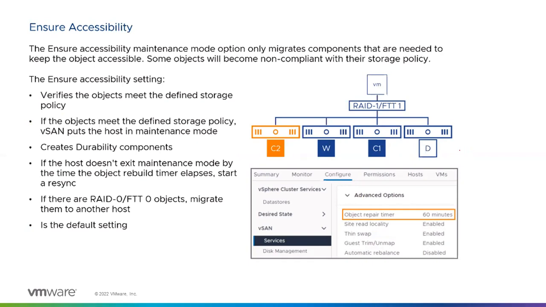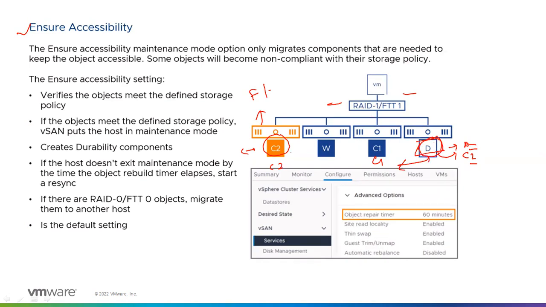Okay, so then we talk about ensure accessibility. Again, an example: with RAID 1 FTT1, it will create one C1 component, another mirrored component, and a witness. For example, we are going to put a host into maintenance mode with the ensure accessibility option. It means that this C2, while its host is in maintenance mode, will be replaced by this delta. This is my temporary C2 for the time being until the original C2 comes back. Whenever data is written, the corresponding data is written here as delta data.